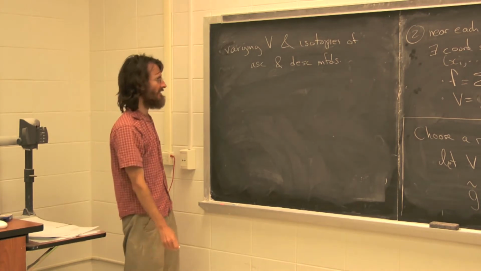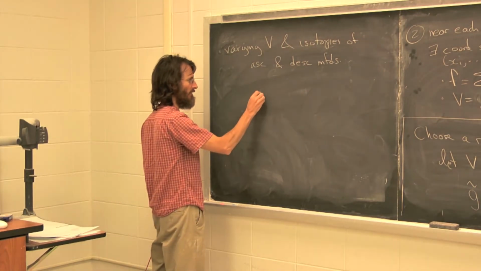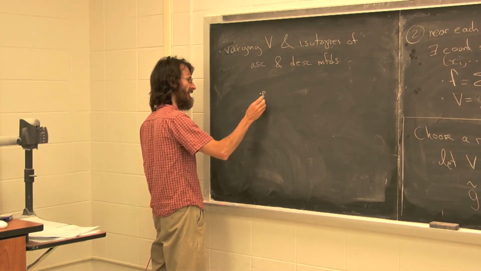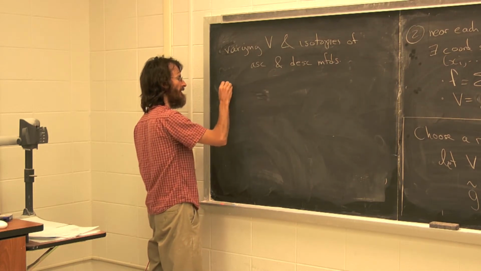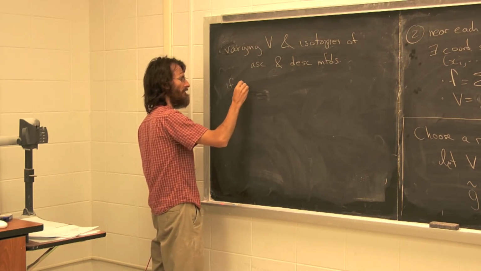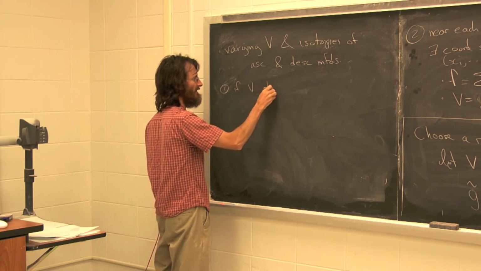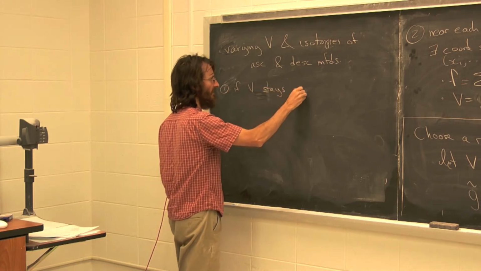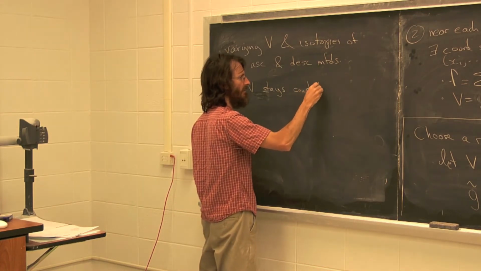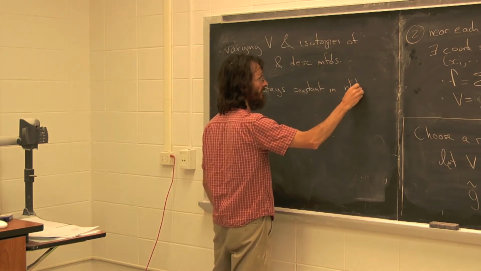The easiest case to understand is if you have a critical point P. Case one is if V stays constant in the neighborhood of the critical point P.